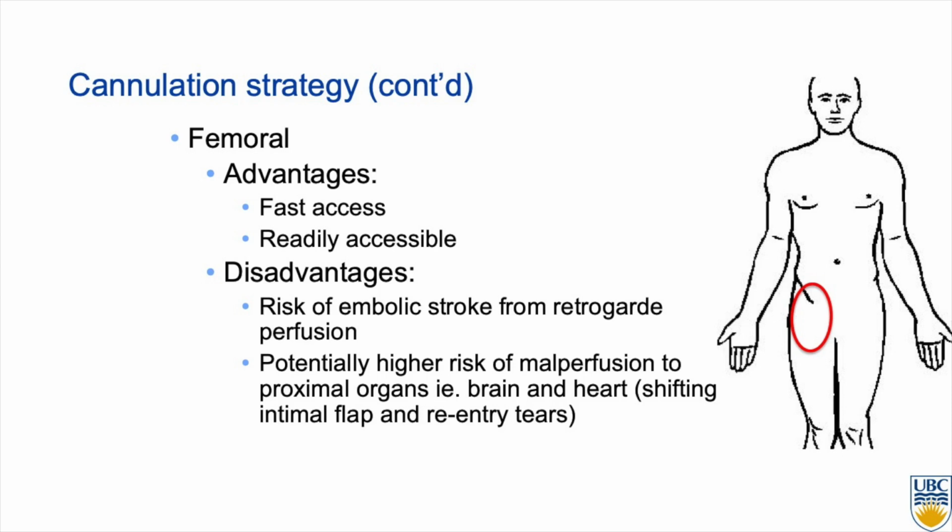The second cannulation approach that you should be very familiar with is the femoral approach, which has multiple advantages. It is very fast. It's readily accessible. Unfortunately, it has some disadvantages. There is a risk for embolic stroke from retrograde perfusion. There is a potentially higher risk of malperfusion to proximal organs, and there unfortunately is not the possibility of doing antegrade cerebral perfusion using this approach alone.